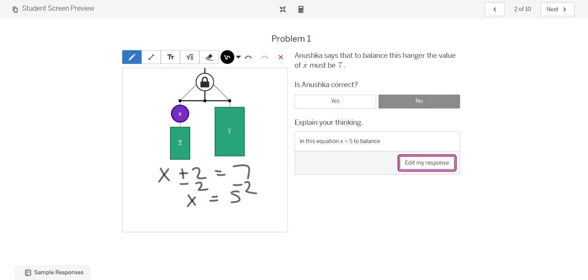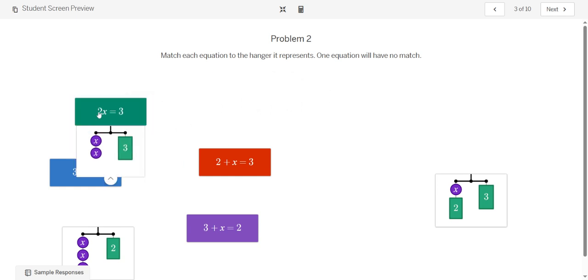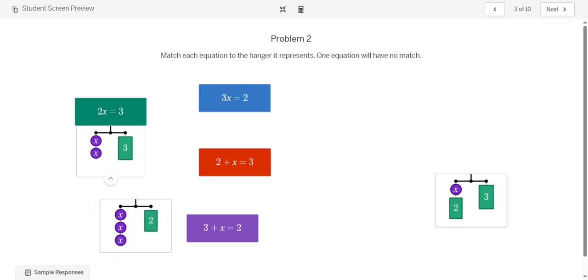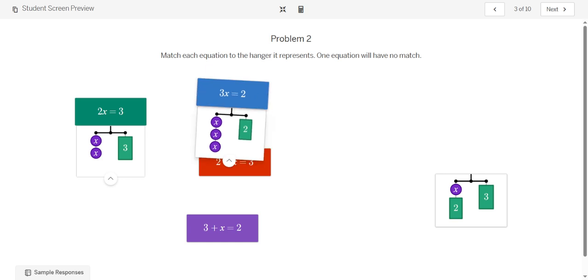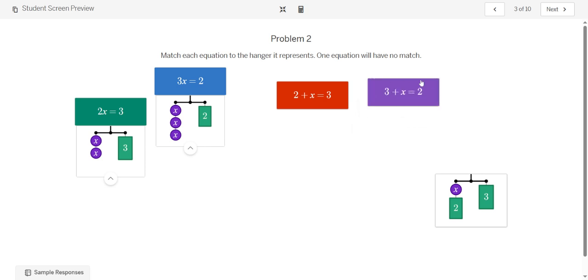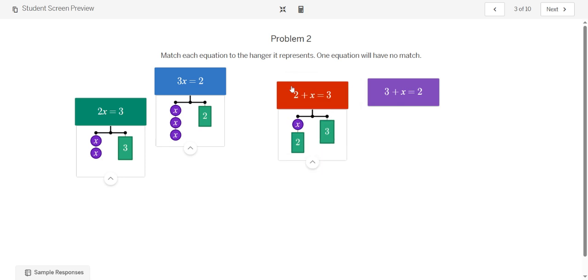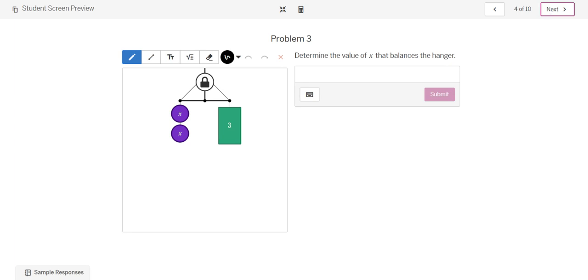Here we go. Next. Oh, a matching one. There's two x's here and a 3. So I get that that's 2x plus 3, or 2x equals 3. I've got 3x equals 2. Oh, there we go. Come on. What's left? I've got x plus 2 is the same as 2 plus x. And then 1 does not have a match. Next. Oh, well, that's the problem we just had.